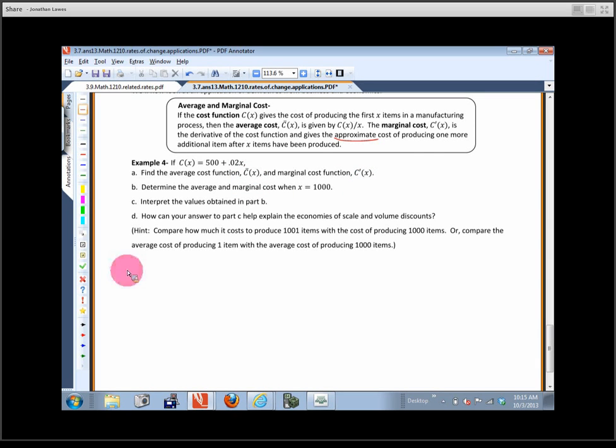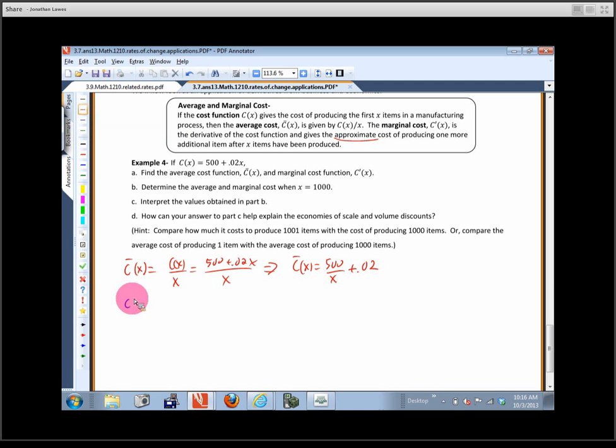So let's find C bar of x. C bar by definition is C of x divided by x. So that's going to be 500 plus 0.02x divided by x. If I rewrote that in a little bit easier fashion, C bar of x is going to be 500 over x plus 0.02. Got C bar. There's the average cost function. All the arithmetic look okay? All the algebra look all right?